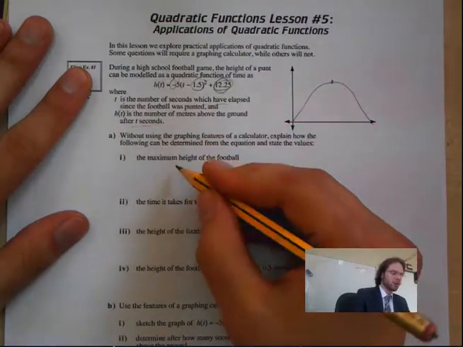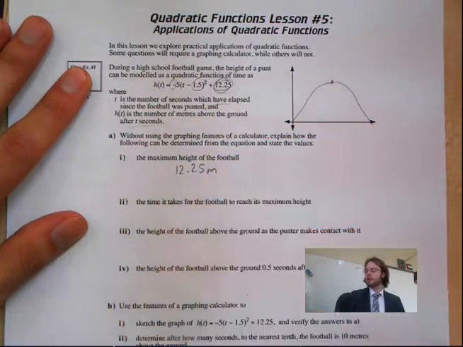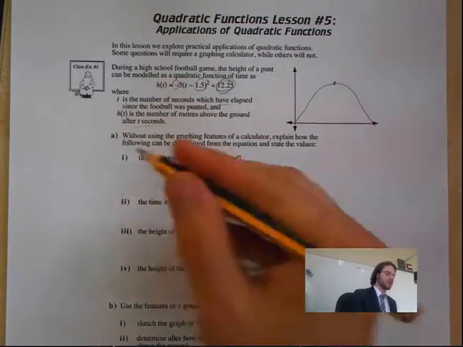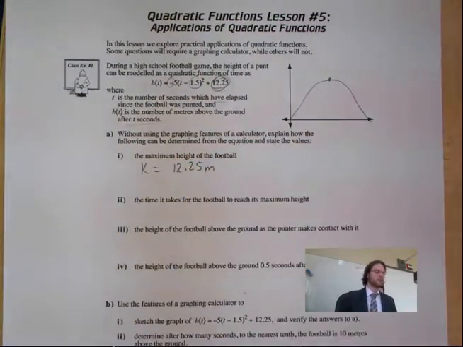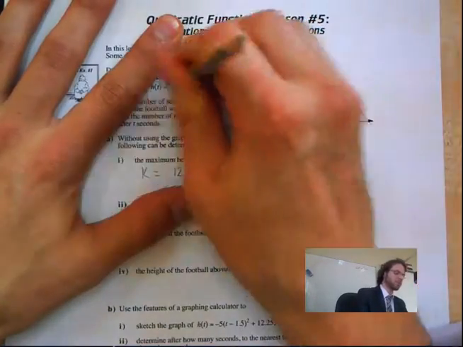So the maximum height of the ball is going to be 12.25 meters. Okay, it's the k value, because of that formula. It's so nice. It's already in the way that we want to see it.